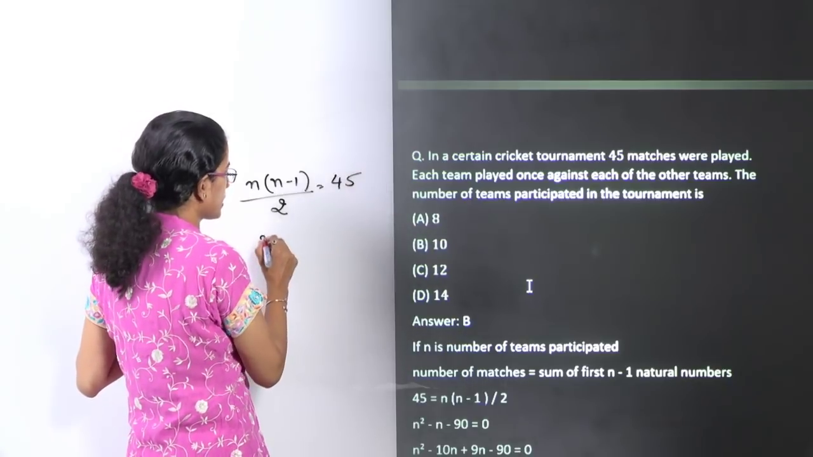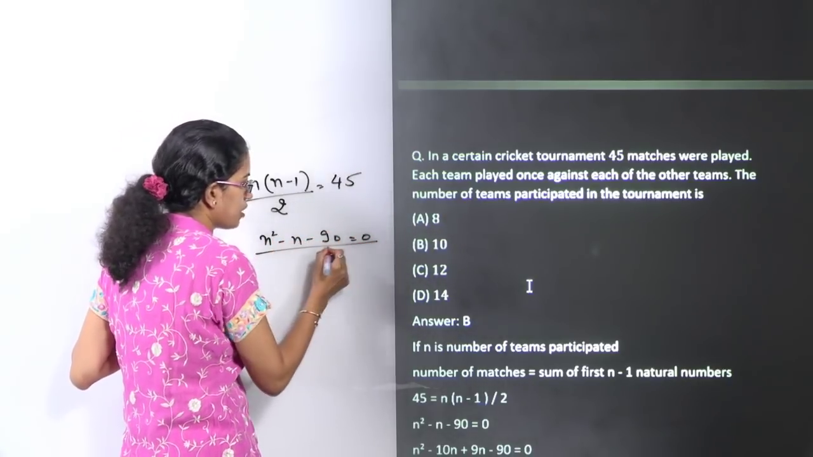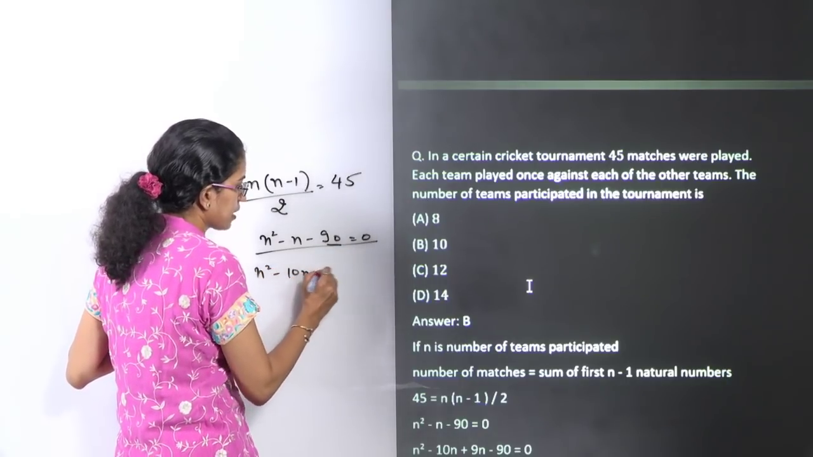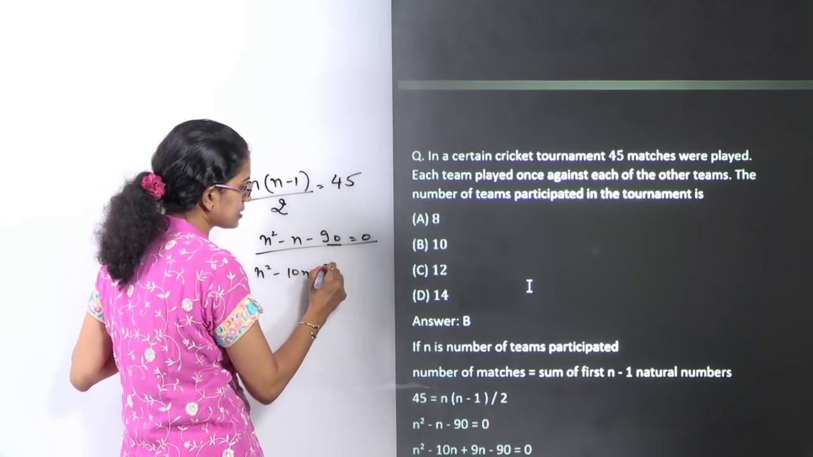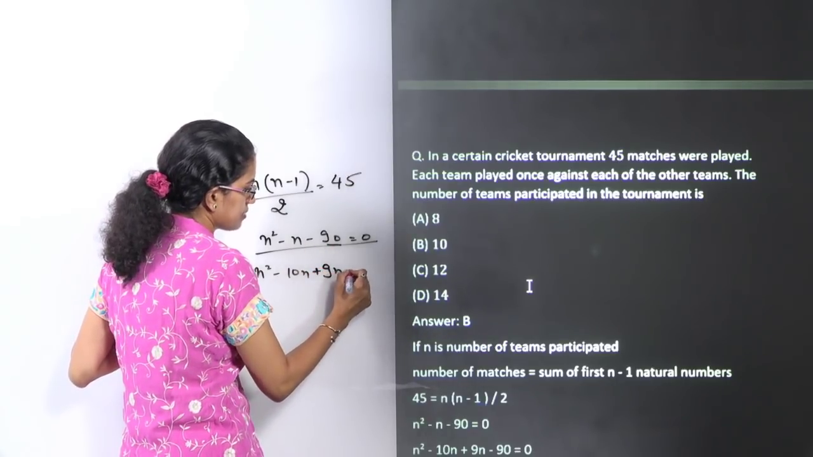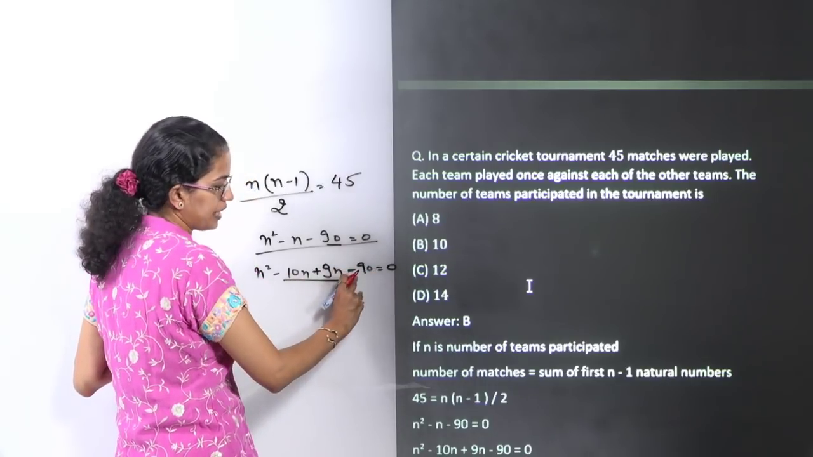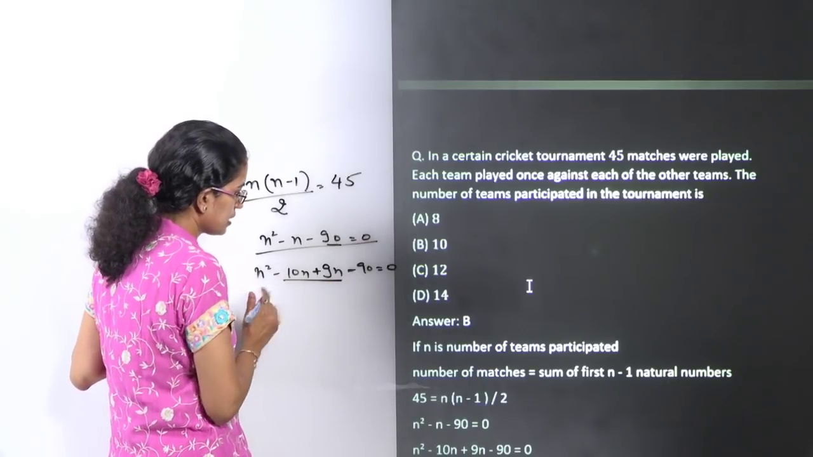This becomes a quadratic equation, that's n square minus n minus 90 is equal to 0. Solving this with the factors of 90, I have n square minus 10n plus 9n minus 90 is equal to 0, because minus and plus would make it minus, and 10 and 90 would make it 90. So that makes it sensible.